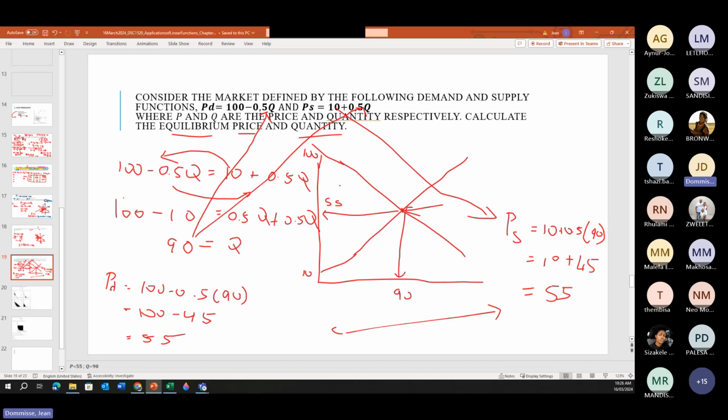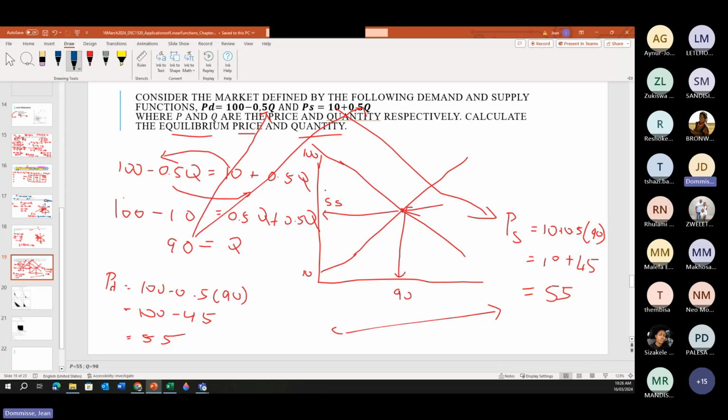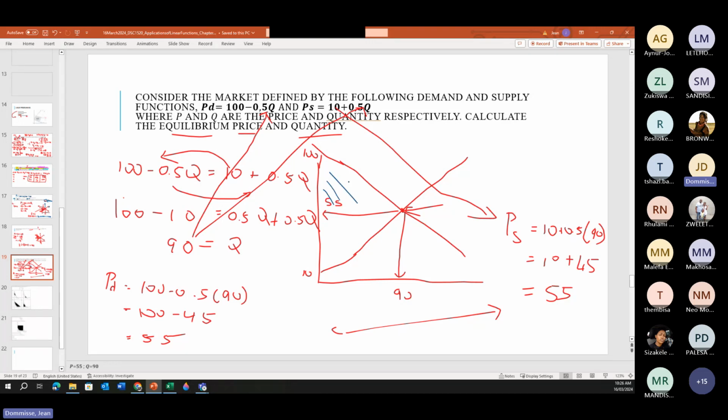Now suddenly you can see that they could have asked me to work out that area, because I've got the 100, I've got the 55, I've got the 90. So they could have asked us to work out that area with this formula. They could have also asked us to work out this area with that information.